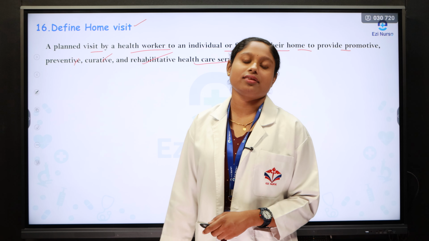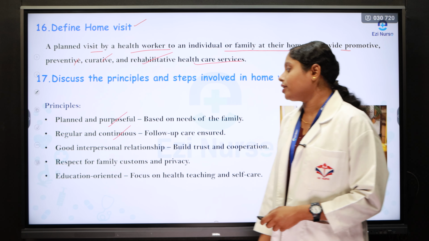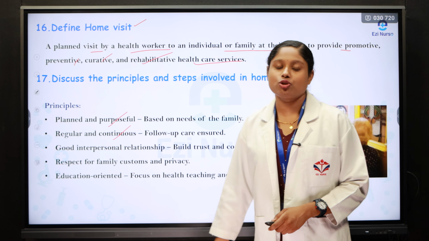So now let's see the principles and steps involved in home visiting. So what are the principles? It's planned and purposeful. So we are planning and it's a purpose, based on the needs of the family. Regular and continuous, so follow-up care is ensured. We will regularly and continuously visit the houses. Good interpersonal relationship will build trust and cooperation, with respect for family customs and privacy. Then education oriented, focusing on health teaching and self-care. So these are the principles of home visiting.